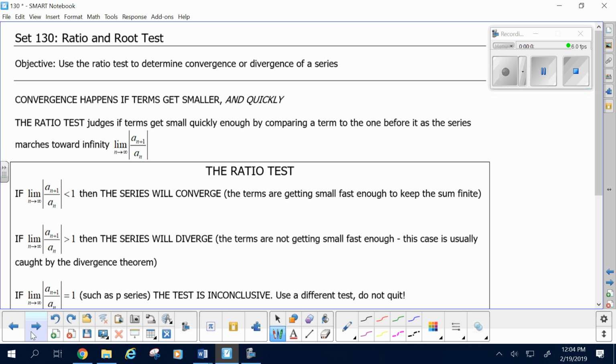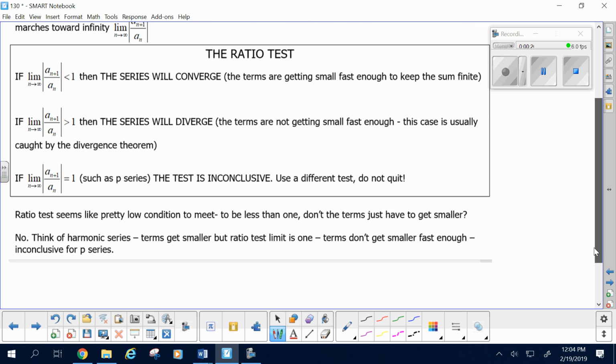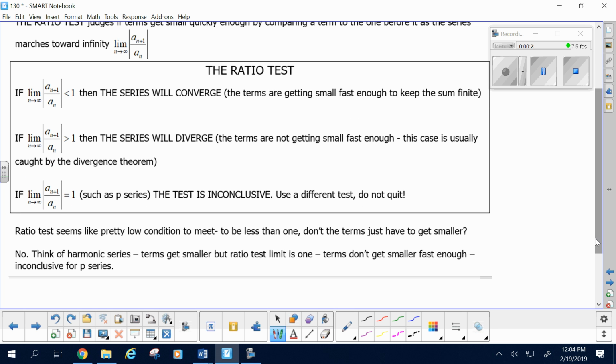Yay, the ratio test, one of the best tests, actually my second, third favorite test of all tests. What's your favorite test? The limit comparison. Actually, the divergence theorem is the best because it's the least amount of work. But then the limit comparison test is the best because it's cool. And the ratio test is second best. All right, here we go.